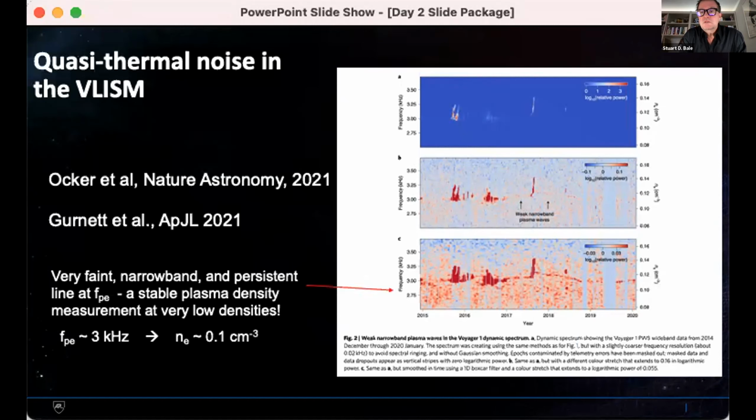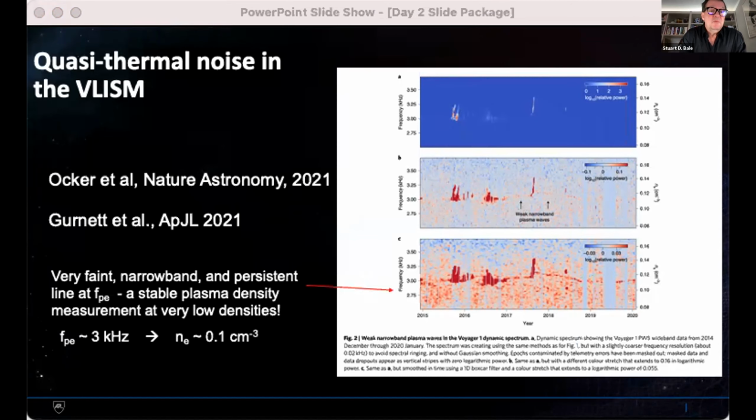What we see here is three panels of the same data processed with different algorithms. What you're meant to notice is the faint line. Look in the bottom panel at about 3 kilohertz, the very faint, persistent line that bridges the more intense Langmuir wave events. That is the plasma frequency line, and it's a steady feature here, achieved at very low densities. This is 0.1 per cc. So with a properly designed instrument, one can measure the plasma frequency, and so the plasma density, to very, very low densities.